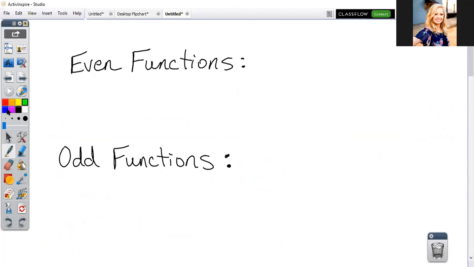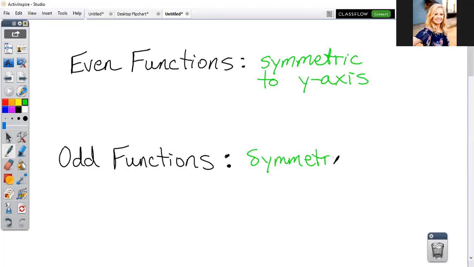All right, so even functions. Here's what you need to know. Even functions are always symmetric to the y-axis. If it's even, it is symmetric to the y-axis, okay? Odd functions are always symmetric to the origin. Every time, all day, twice on Sundays, okay? So even functions are symmetric to the y-axis, always. Odd functions are symmetric to the origin, always.